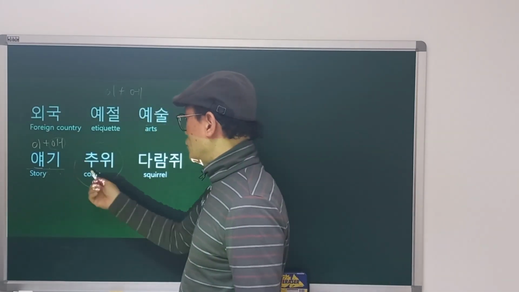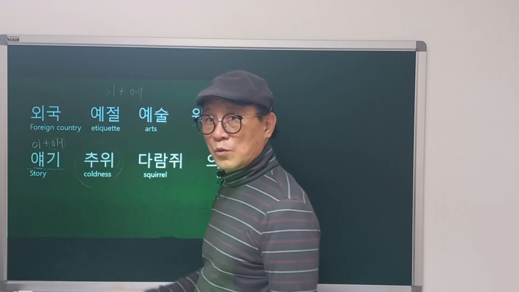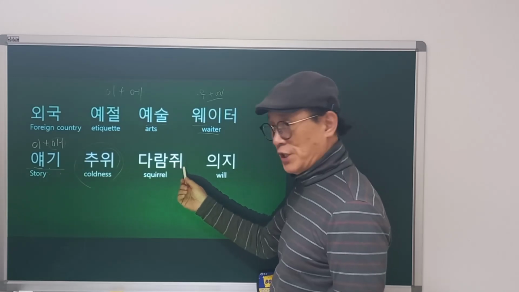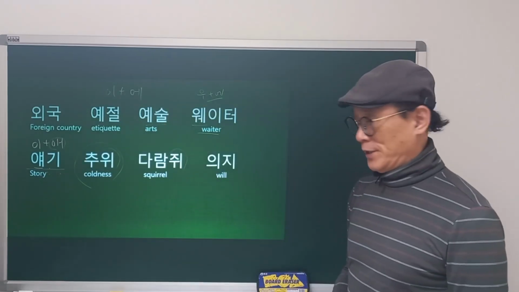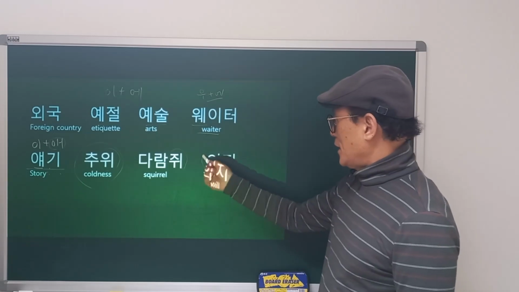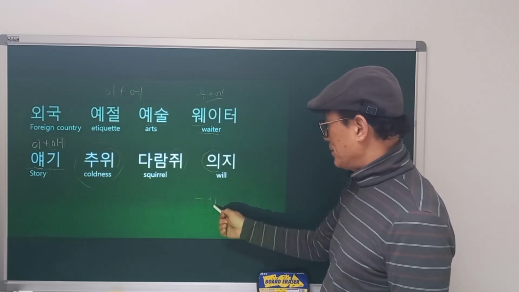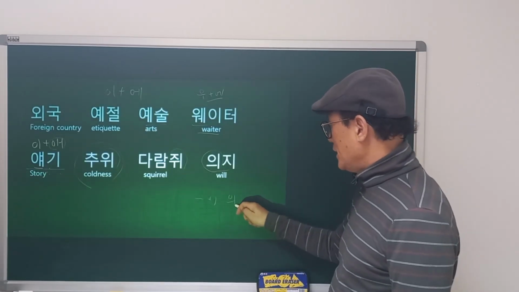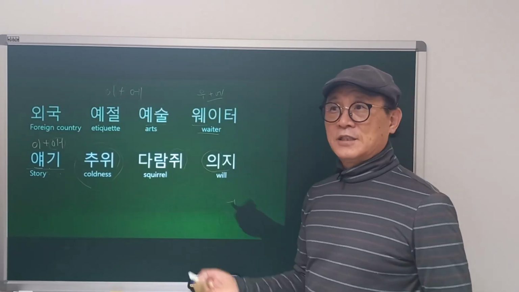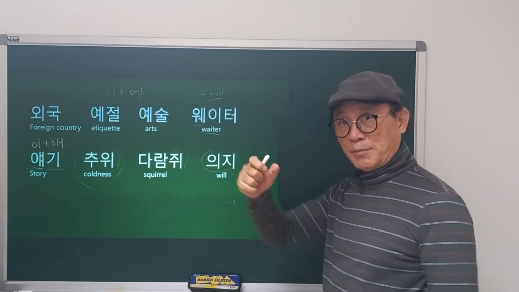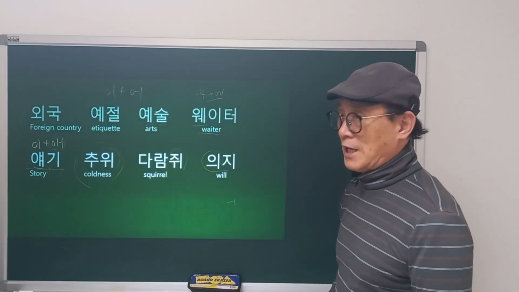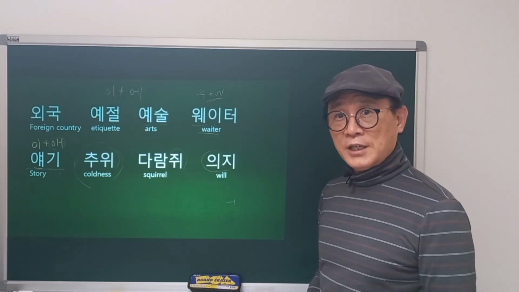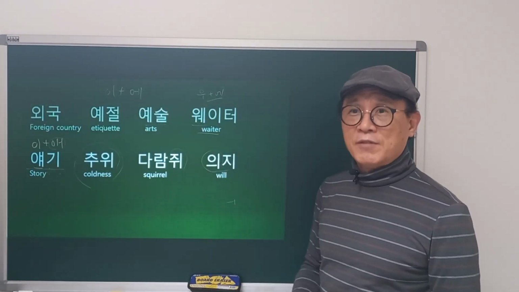This one. 추위. 다람쥐. This is combined. 다람쥐. Okay. Same combined. 으 plus 이. Okay. 의지. This is 의지. It's like some diphthong in English, right? It's a combined vowel. Also almost same sound. Okay. So if you know the basic sound of each vowel, then you can pronounce combined vowel.